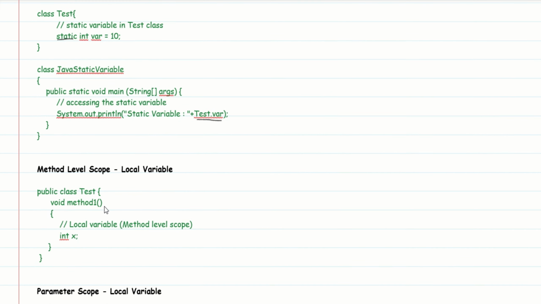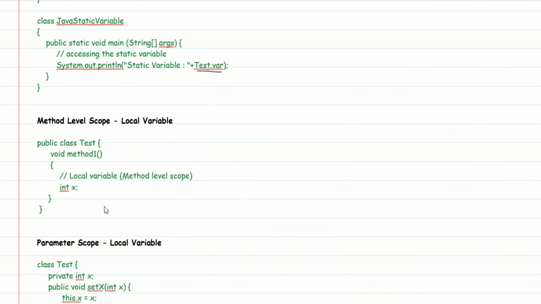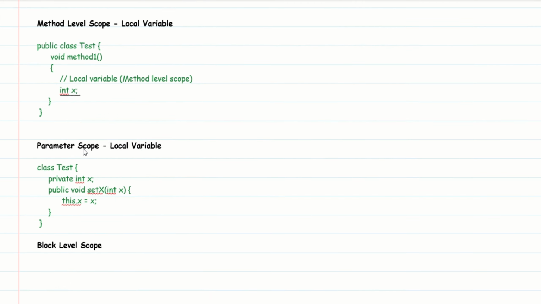Then we have method level scope. Again, it's a local variable. Variables declared inside a method have method level scope and can't be accessed outside the method. Any variable declared within the method won't have visibility outside it. If you try to access it, you will get an error. Here int x is a local variable which is declared within a method.